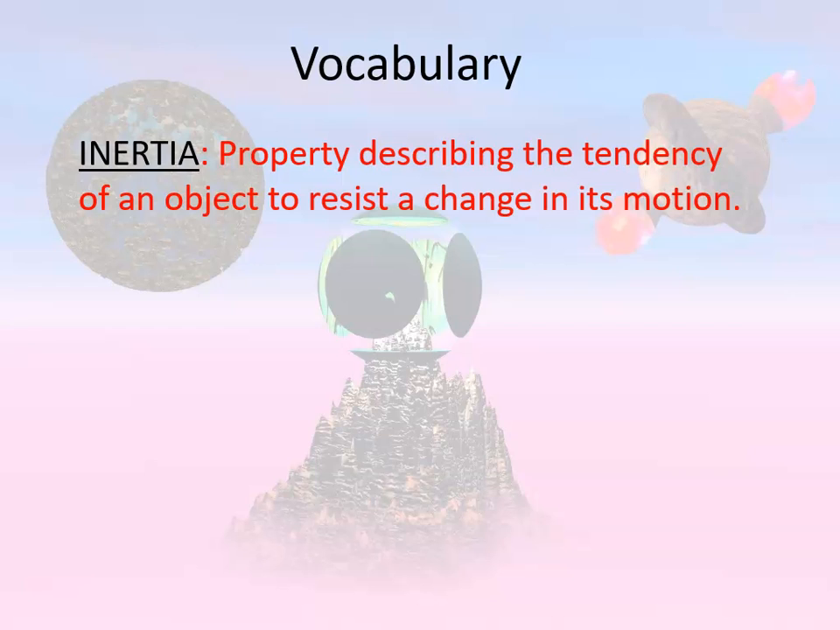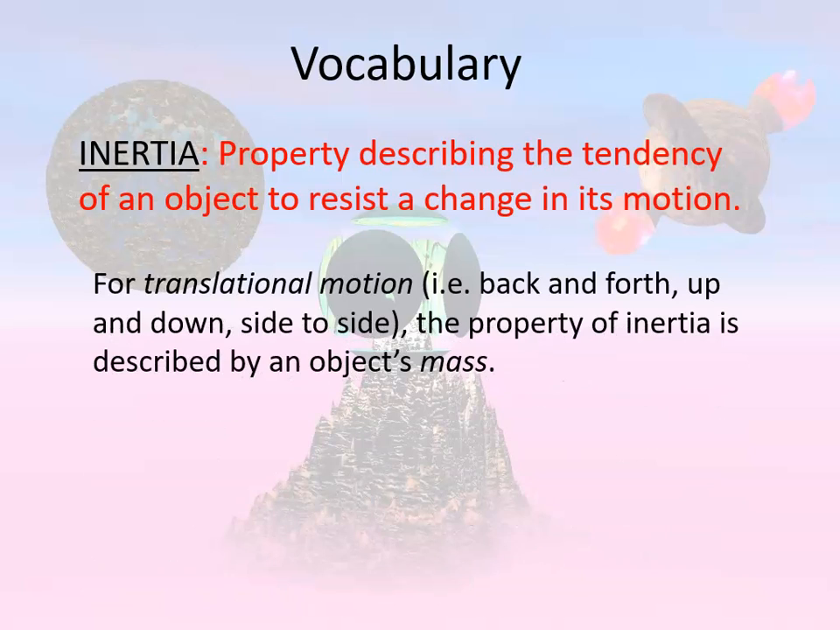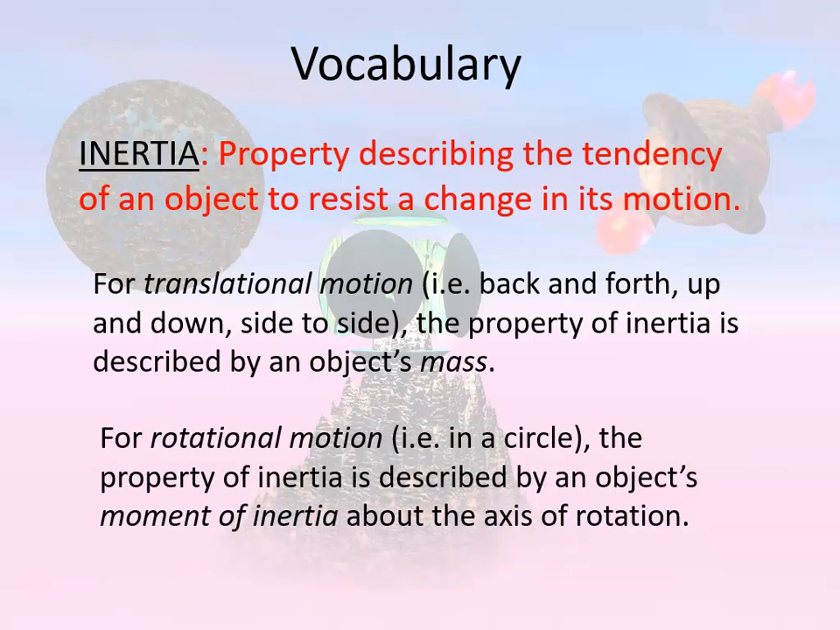Now, we need to discuss some vocabulary here. Constant velocity simply means constant speed and constant direction. Inertia. Newton's first law is often called the law of inertia, but inertia is simply a property describing an object's tendency to resist a change in its motion. In this course, we will be speaking mainly about translational motion, and therefore translational inertia. Well, that has a name. It's called mass. Mass is an object's resistance to a change in its translational motion. That is, back and forth, up and down, or side to side.